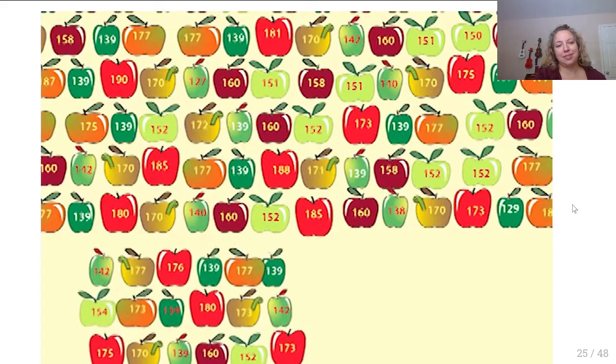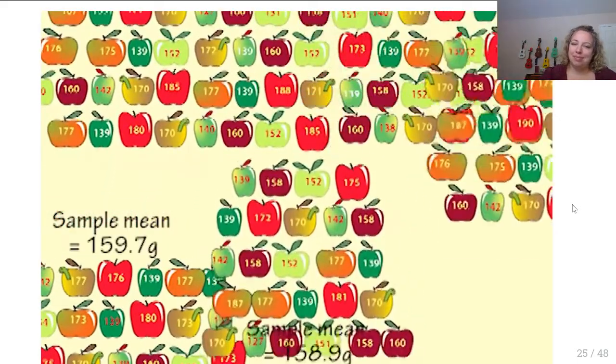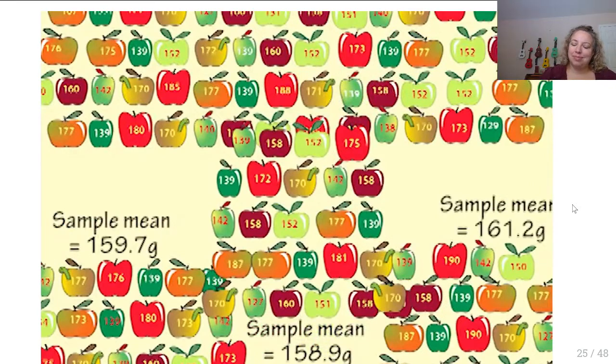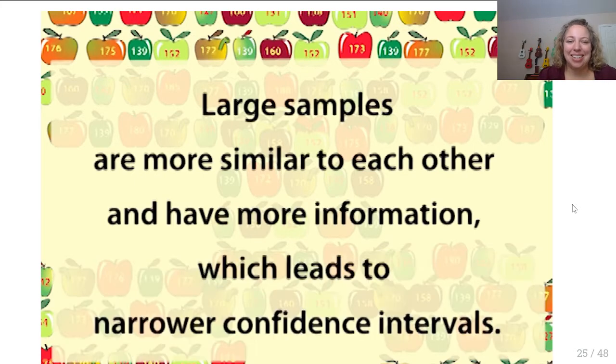In larger samples, the effect of a few unusual values is evened out by the other values in the sample. Larger samples will be more similar to each other. The effect of sampling error is reduced with larger samples. When we take a large sample, we have more information and can be more sure about our estimate. The confidence interval can be smaller.